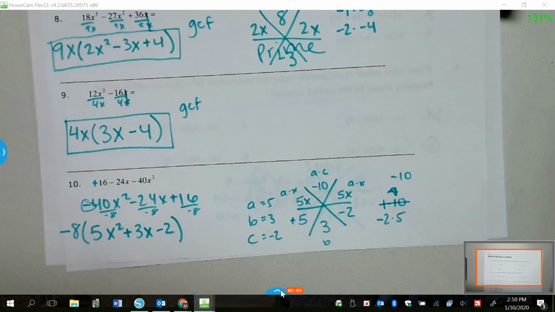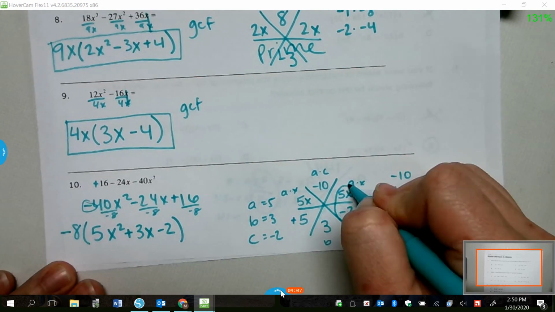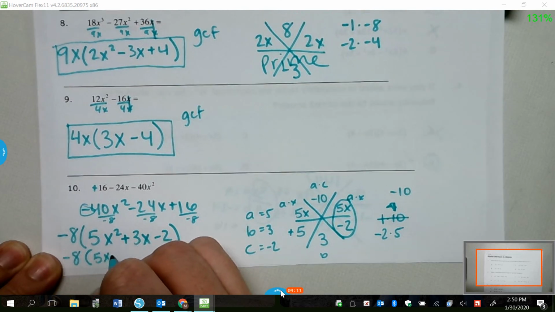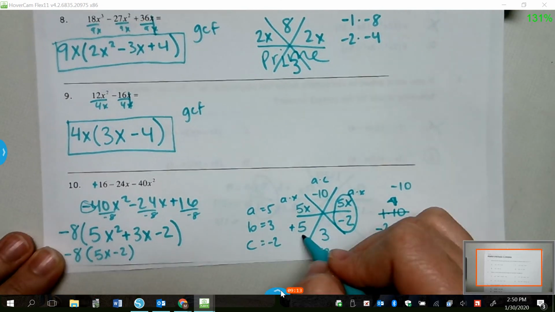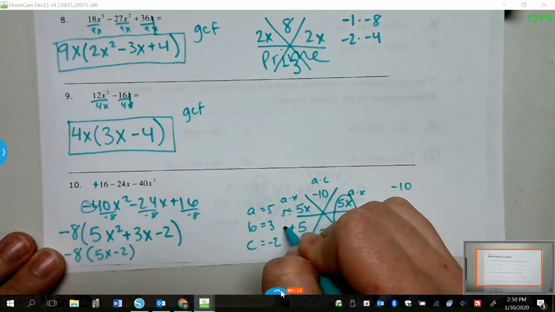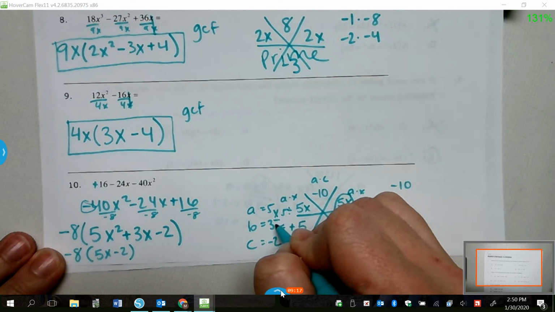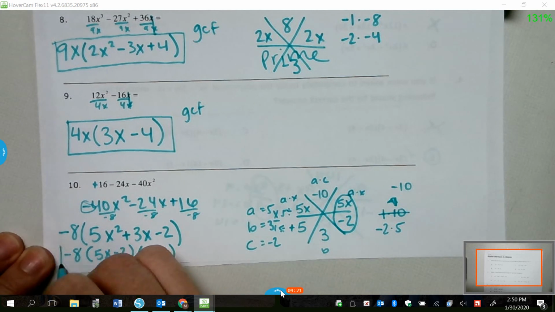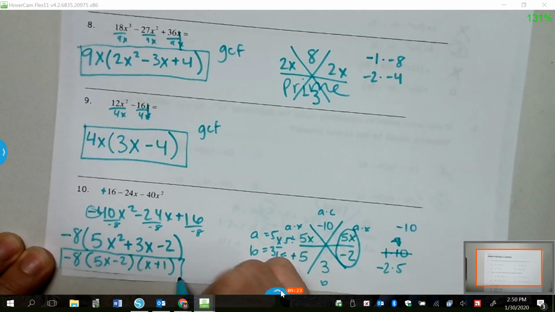Okay, so knowing that, this one cannot simplify. So I'm going to bring that negative 8 down. I'm going to bring that over 5x minus 2. But here, 5 over 5, you can simplify, divide by 5, and you get x over 1. So there's your answer.